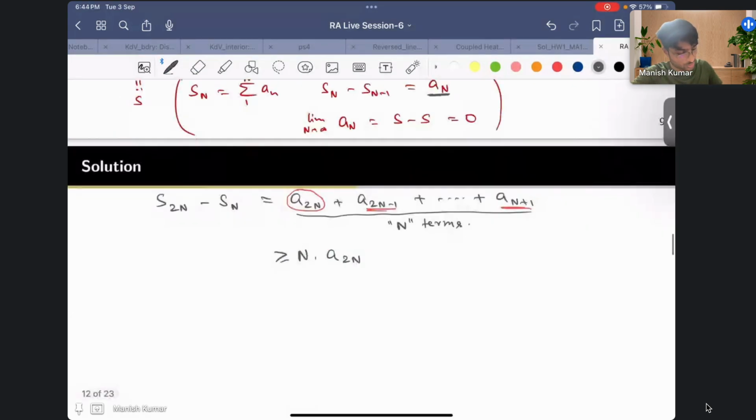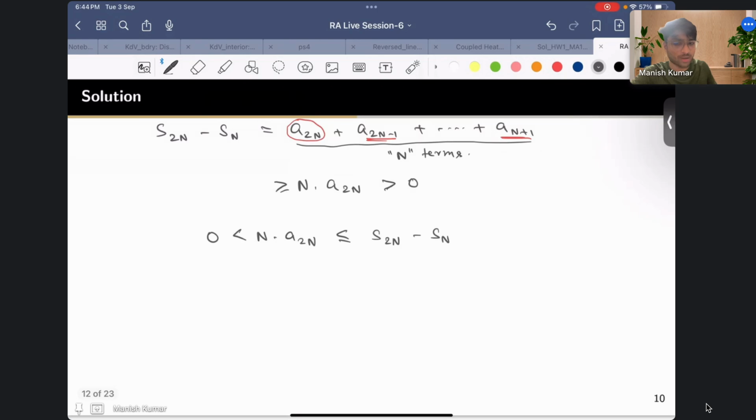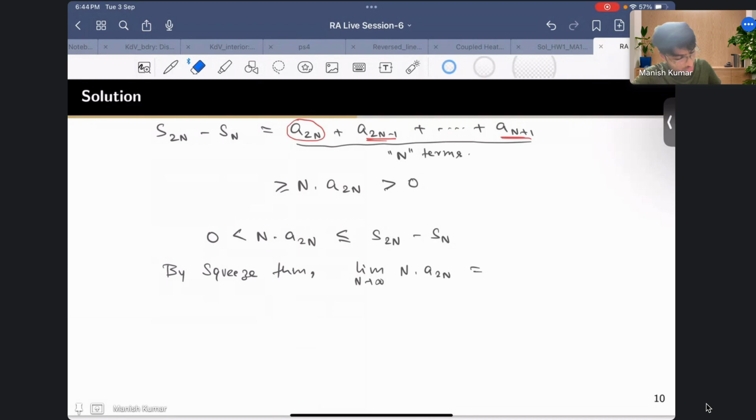And I know that this is greater than 0, a positive thing. So what I have got is n times a2n is less than or equal to S2n minus Sn, and this is greater than 0. Now if I pass the limit, then by the Sandwich theorem, what I get is the limit as n goes to infinity of n times a2n is equal to 0, right?